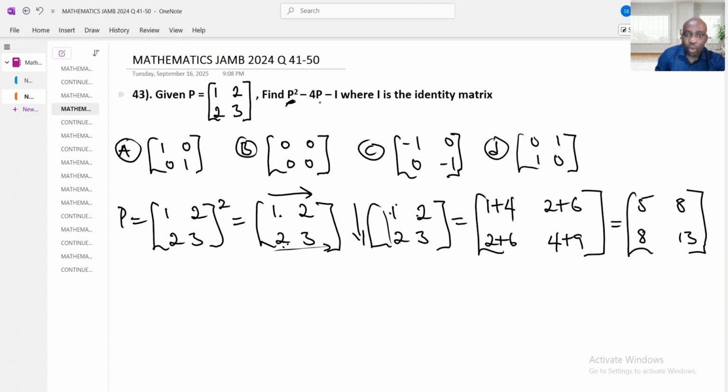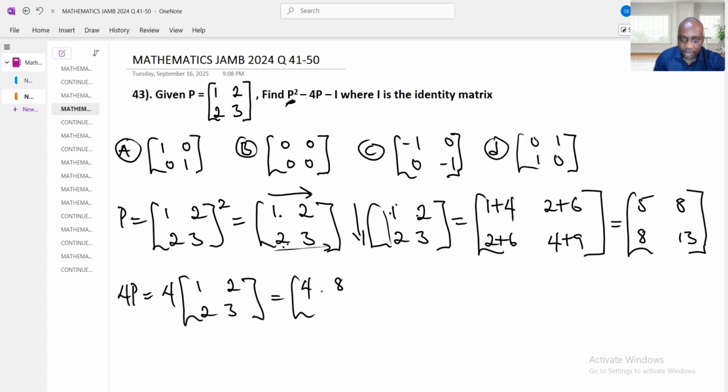The next one is 4 multiplied by P, 4P. That's what I'm going to do now. What is our P? 1, 2, 2, 3. 4 times 1, 4. 4 times 2, 8. 4 times 2 here, 8. 4 times 3, 12. Now we have gotten the 4P. This I, that is the identity matrix, is the same thing as 1, 0, 0, 1.